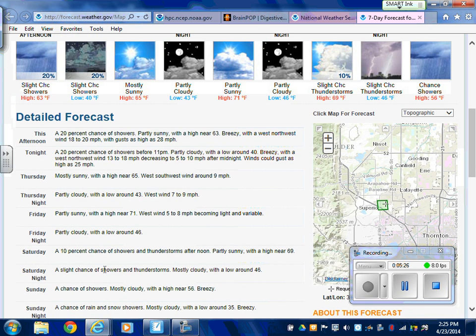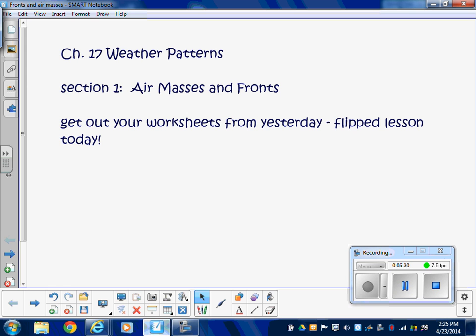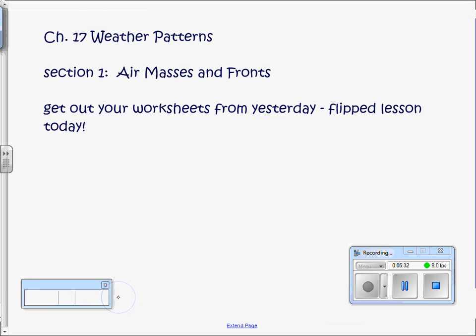All right, so let's go back to our stuff for this week. Okay, so first of all, and if you want to follow along on your worksheets, we're going to cover most of this stuff. But let's start with air masses.